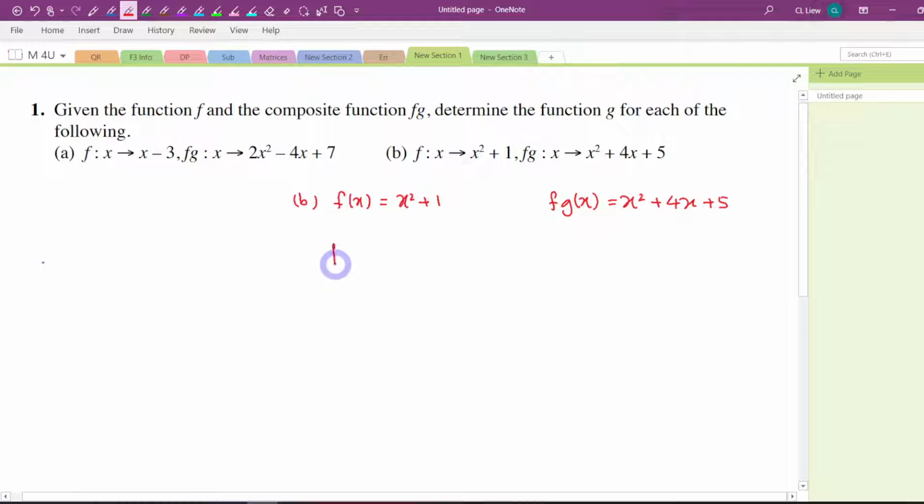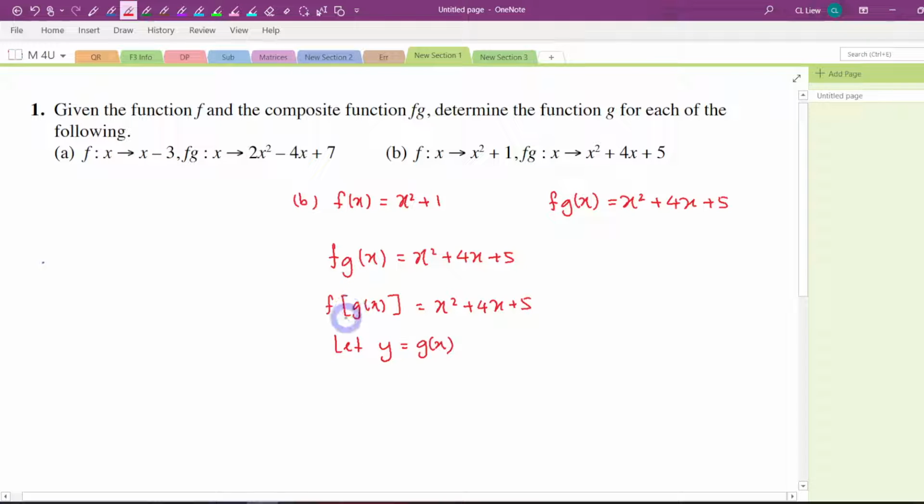Now, let me recopy this one again. f of g of x is equal to x squared plus 4x plus 5, right? Okay, now let me just focus on g of x. Let me put a square bracket here to let you focus on g of x. Here, I'm going to replace the g of x by y. Let y is equal to g of x.